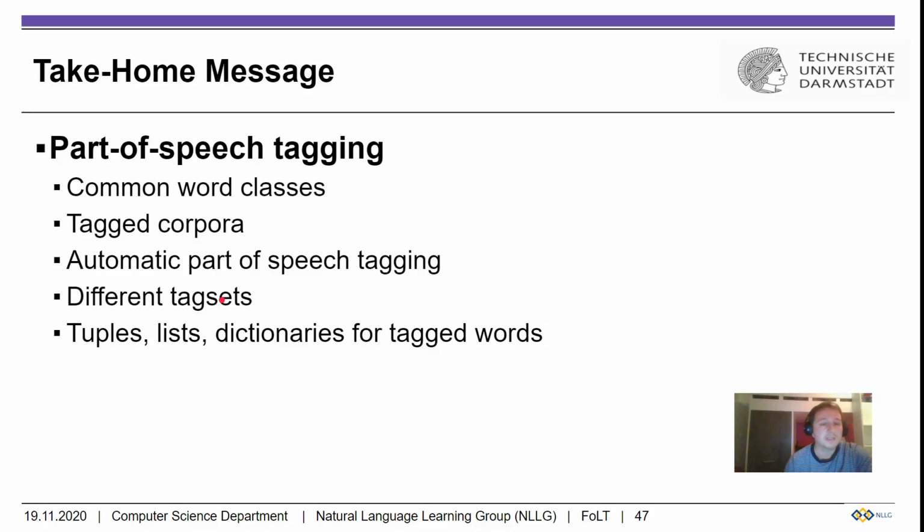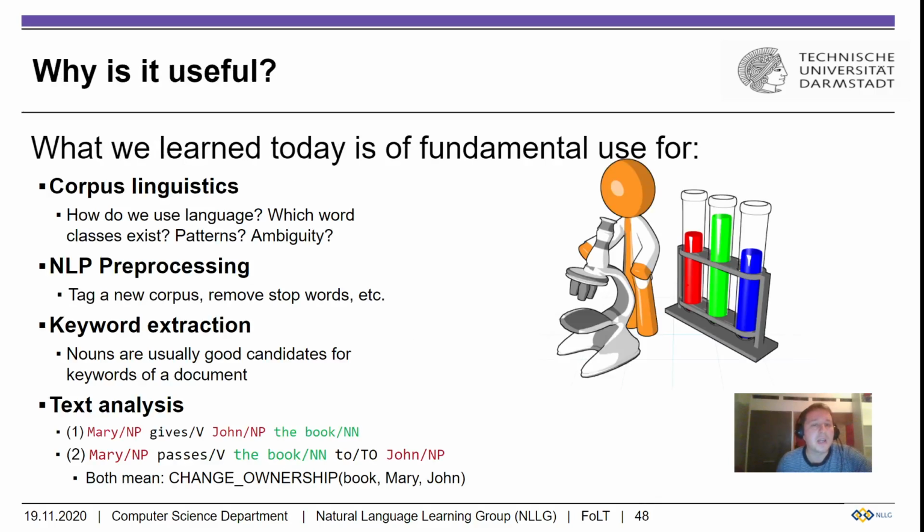the Penn Treebank tag set. And we've seen a little bit of functionality on part of speech tagging, on how to extract, let's say, common tags for a word, and also how to obtain the different word classes that a word can have. And why is all of that useful? Because it gives insights into corpus linguistics. How do we use language? Which word classes exist? Which patterns are there?